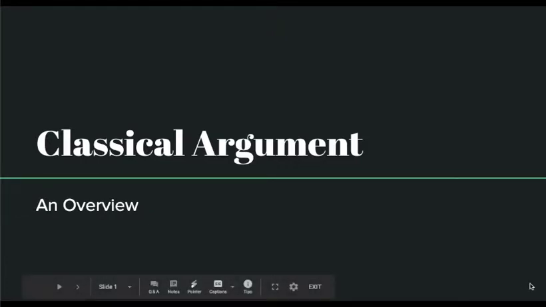So we're going to get into all of the elements of what a good argument looks like and how you're going to use those in your own writing in order to be really effective in your argument writing. So here we go.